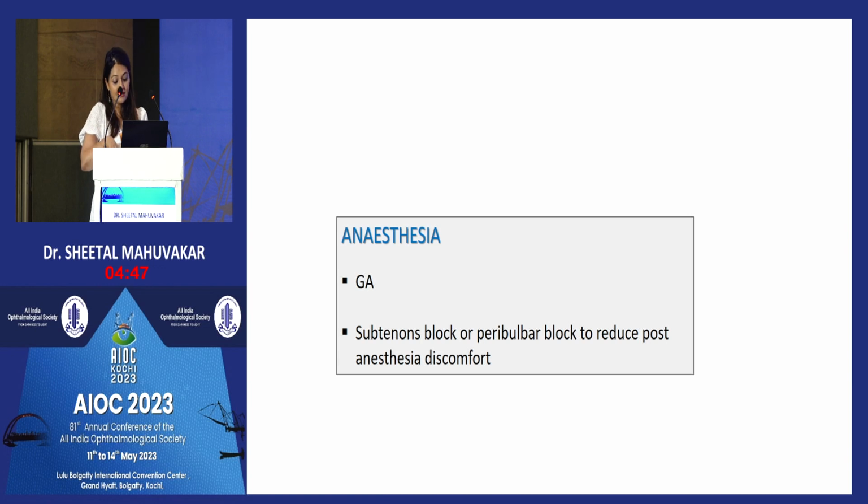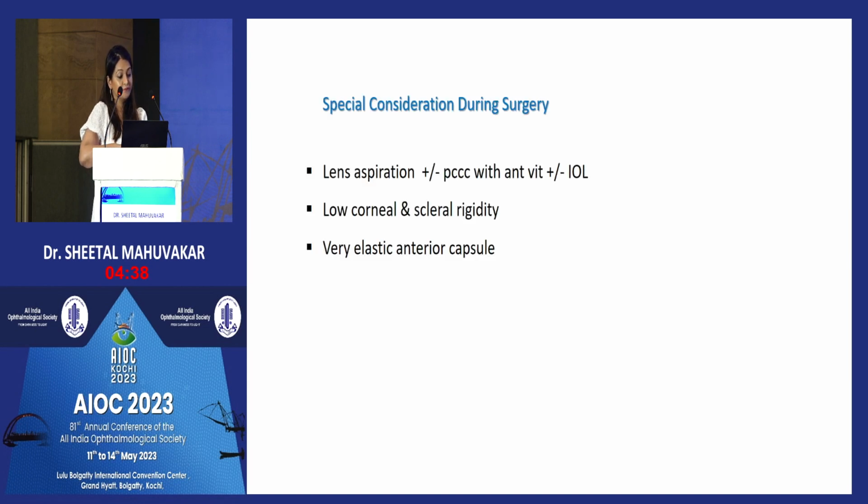Anesthesia, as we have discussed, GA is required, but one can give a sub-Tenon block, or I generally give a peribulbar block to reduce post-anesthesia discomfort. Now, the special considerations during surgery: the surgery per se is not going to be different, because the nucleus is very, very soft, so you really do not require the phaco probe. Most of the time, you can just do lens aspiration with irrigation and aspiration. The most important thing in pediatric cataract is whether you're going to do the PCCC, whether you're going to do the anterior vitrectomy, and whether you're going to implant an IOL.